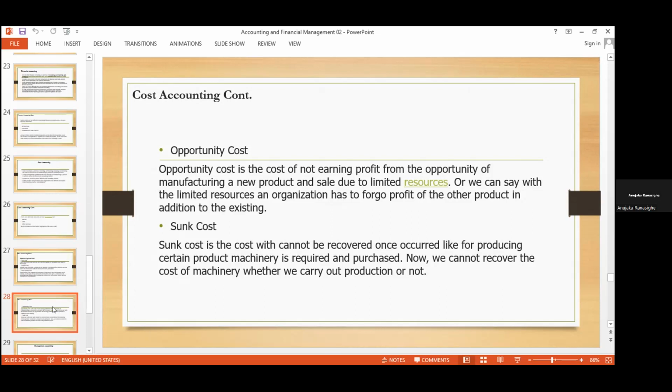Sunk cost is the cost that is already done. It is not relevant for the decision maker in cost accounting. Sunk cost is the cost which cannot be recovered once occurred. For example, when certain production machinery is required and purchased, we cannot recover the machinery cost whether we carry out production or not.